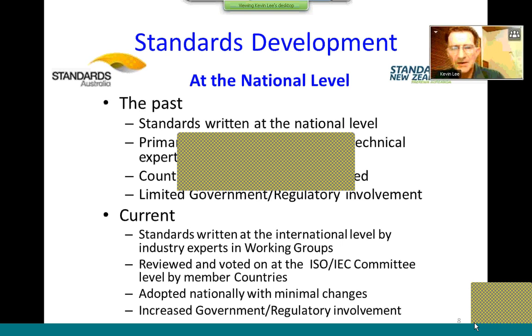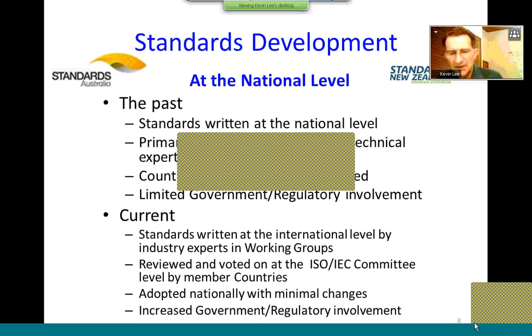Now in the past, if I go back 15, 20 years ago, standards were written at the national level. They were primarily written by industry through technical experts. They were country specific and they weren't harmonised with other countries or internationally. And there was very limited government or regulatory involvement in the development of those standards.